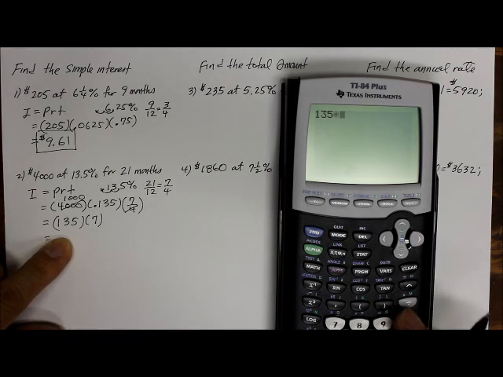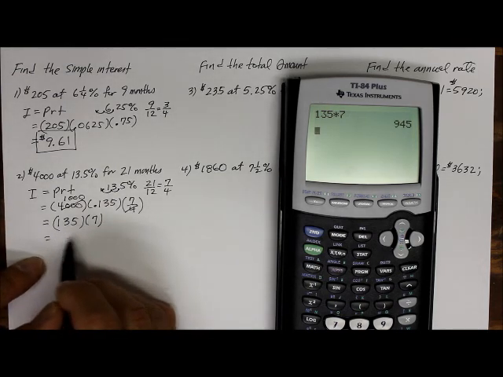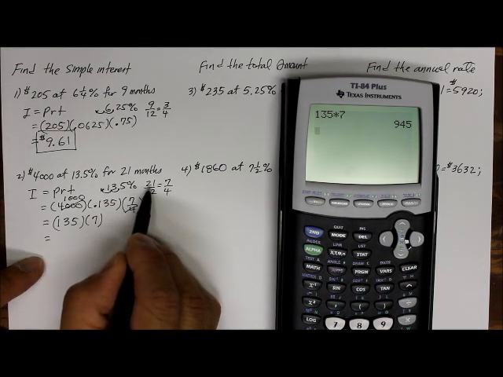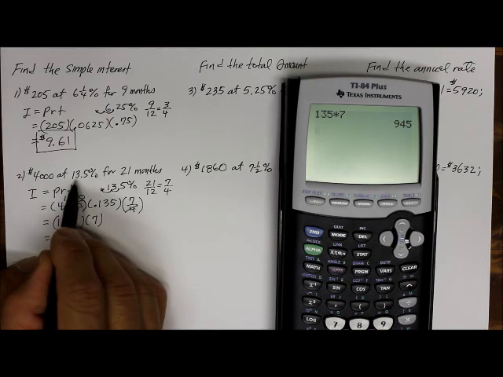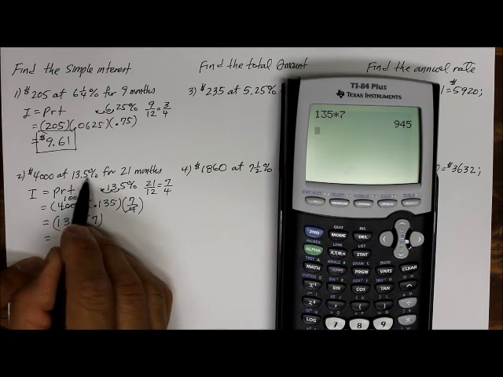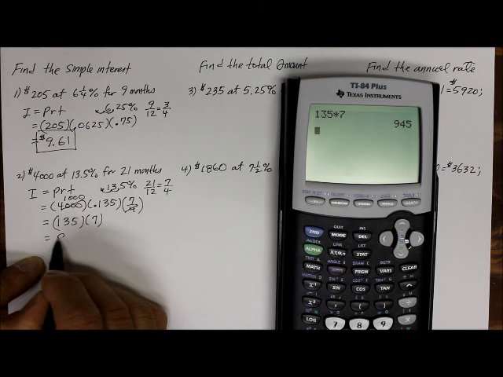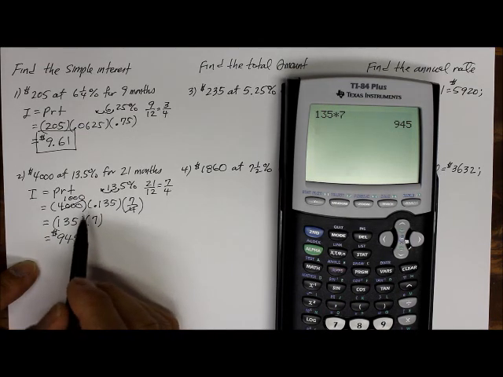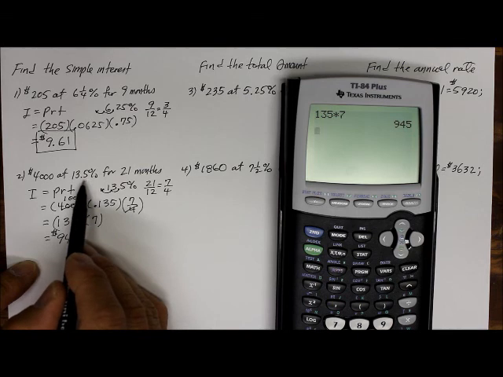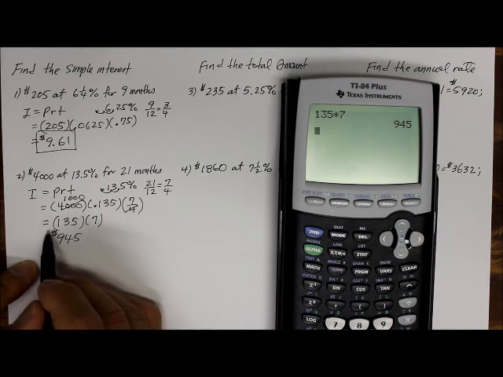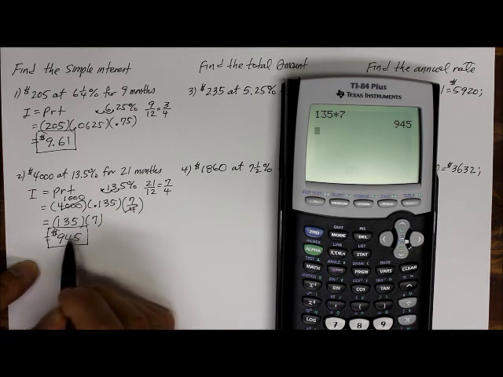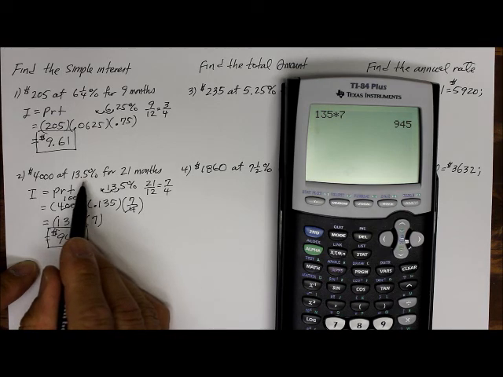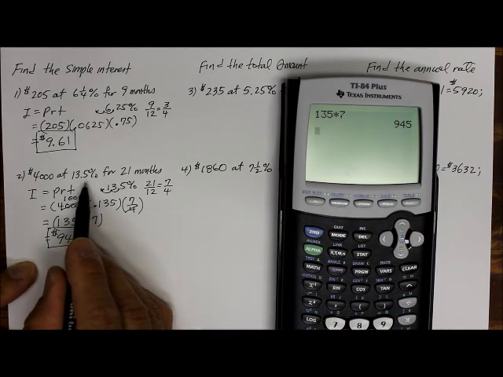135 times 7. You should have said you get, after 21 months, if you put in $4,000 at 13.5%, you will get back $945. Now, if you find a bank with that interest, you call me. I want to go there and put my money in there. That's an awesome, awesome return on investment.